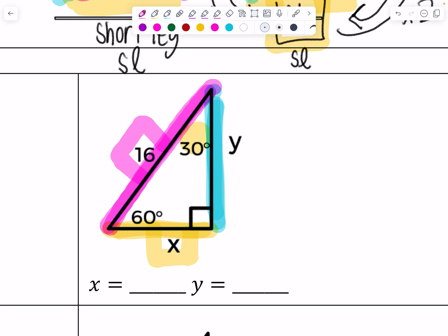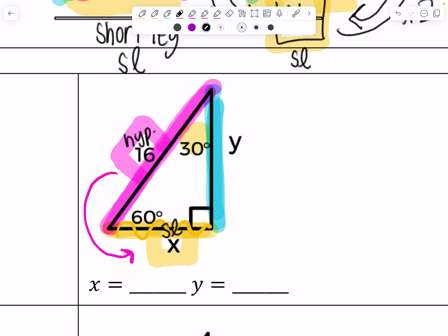So if my hypotenuse is 16, how do I go from a hypotenuse back to the short leg, which is what I'm wanting to try to find in order to find the other y value as well? I need to find x first. It's getting smaller, so instead of multiplying by 2, like you do when you go from the short leg to the hypotenuse, to go from the hypotenuse back to the short leg, you're going to divide by 2. That short leg is exactly half of that hypotenuse, meaning that 2 yellows would fit on that pink.